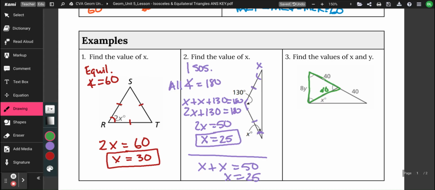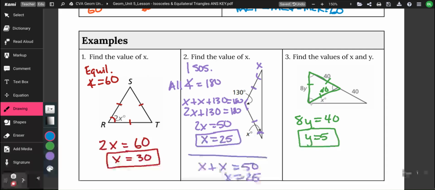Also, if the two congruent sides have two different expressions, we can set them equal. So we would say 8y equals 40. Because this is an equilateral triangle, I know they're all going to be congruent. So then y is going to equal 5. Okay, so there's my y.